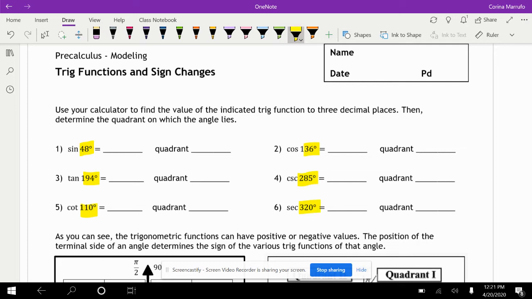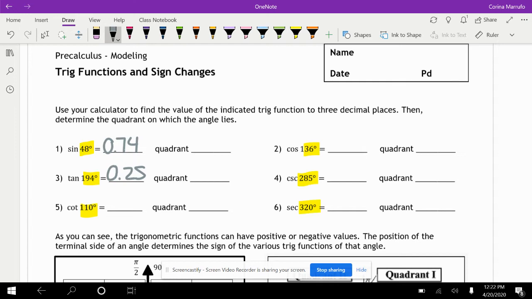So starting with the first one, we have sine of 48 will give us a positive 0.74. Okay, and I'll worry about the quadrants right now. Tangent of 194 gives me a positive 0.25. And I'm supposed to round to 3 decimal places, but I wrote a little bit too big to be able to fit that in there. So I'm just going to leave it like that.